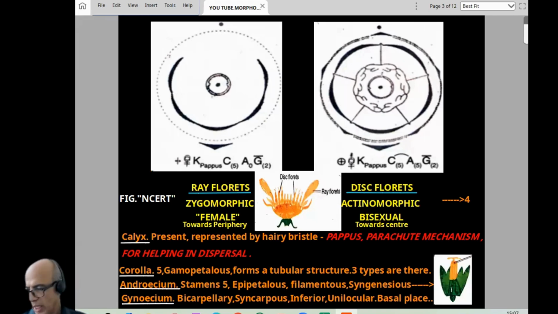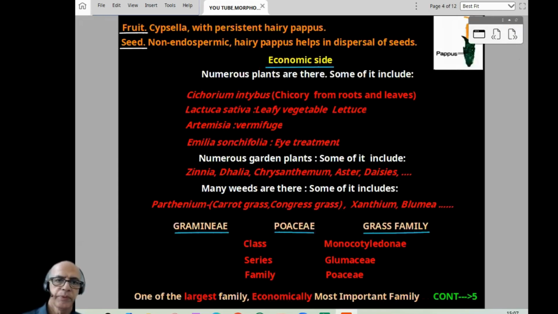Androecium, stamens 5, epipetalous. Syngenesious, another important term: anthers united, filaments free. Gynoecium, bicarpellary, inferior, unilocular, placentation is basal, just like Gramineae. Then fruit is very famous. It is called cypsela, with the persistent hairy pappus for dispersal. Seed non-endospermic, again hairy pappus helps to disperse. Then economic side, some important plants given.